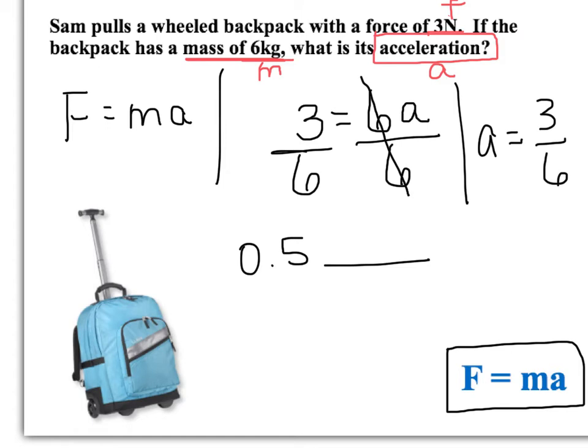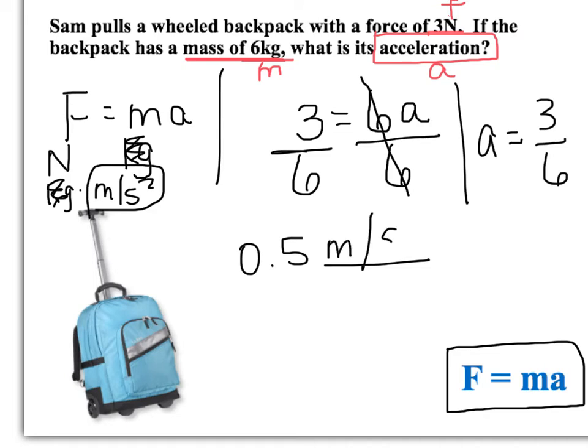If our mass was measured in kilograms, and our force was measured in newtons, which is the same thing as a kilogram meter per second squared, remember? I see kilograms twice, so I can cancel that out, and the only thing I'm left with is my unit for acceleration, which is meters per second squared.